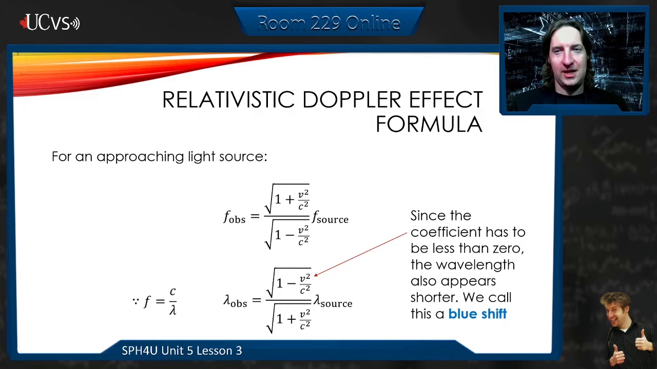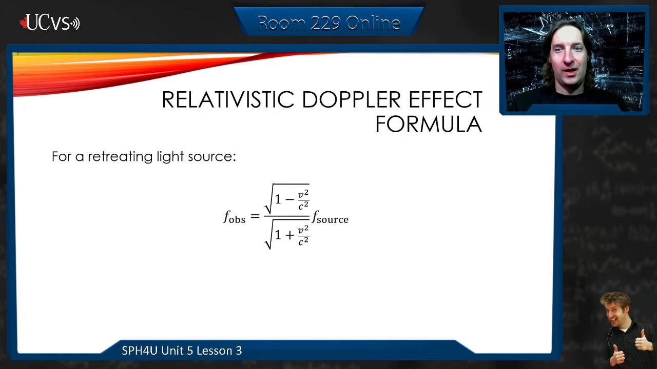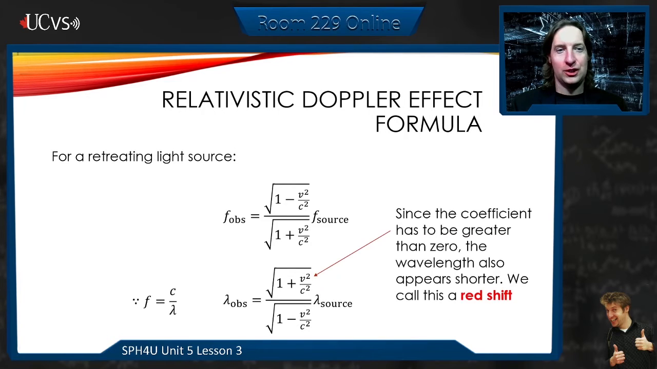Okay, so anytime that a light source is coming towards us, we'll actually see it looking bluer than it's supposed to. And if it's going away from us, it'll look as though it's in a redder light than it should be. Since this coefficient has to be greater than 0, since this term here is going to be larger than the term below, this whole term is going to be larger than 1. So the observed wavelength will be larger than the actual wavelength that it is. So it's going to be called redshift.